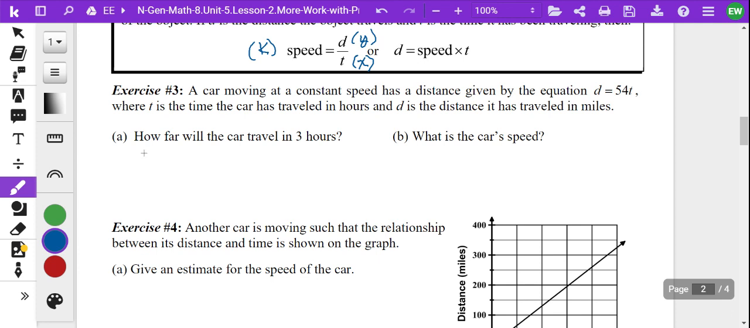Okay, so I'm going to use the formula they gave me, d equals 54t. So d equals 54 times 3. So the distance my car traveled is 162. And this is miles. Going miles.